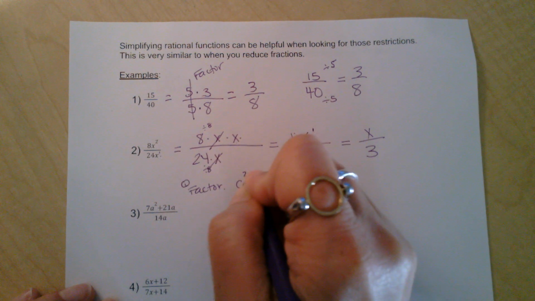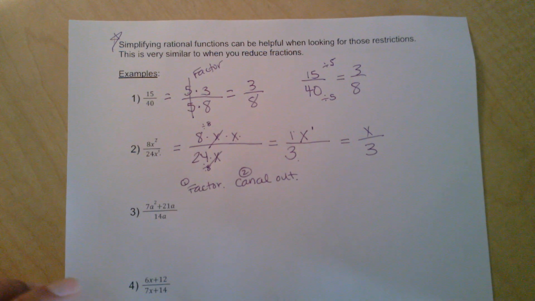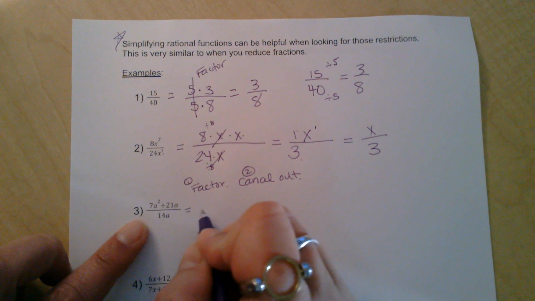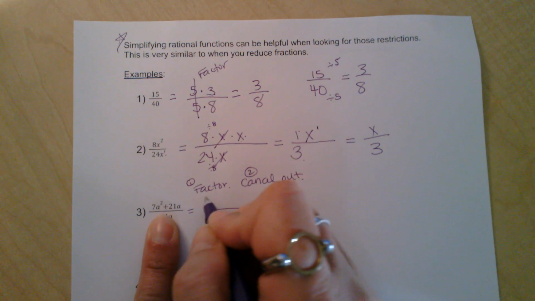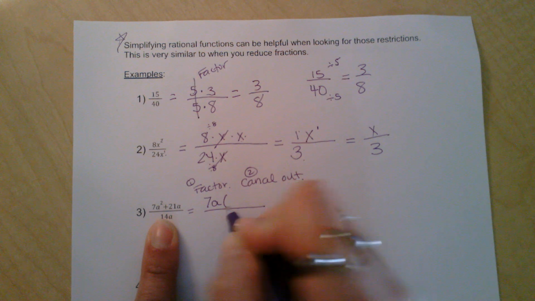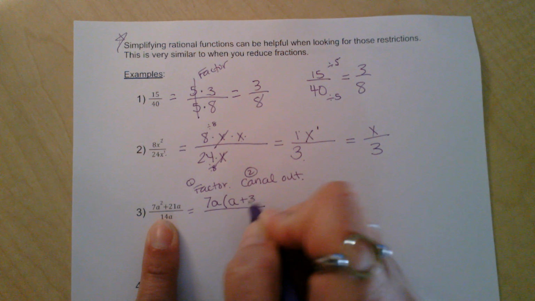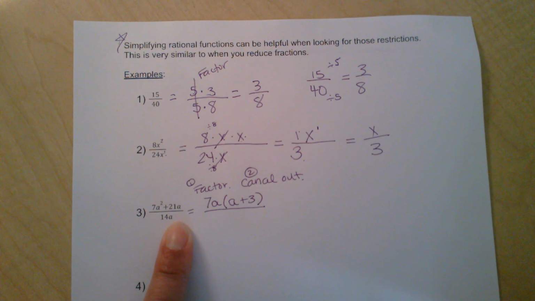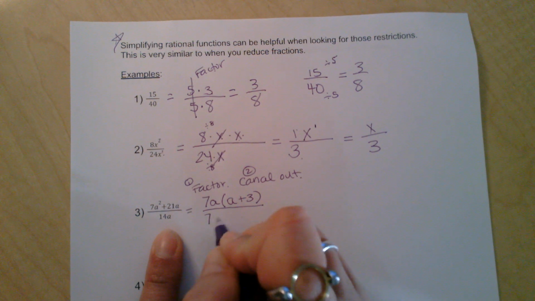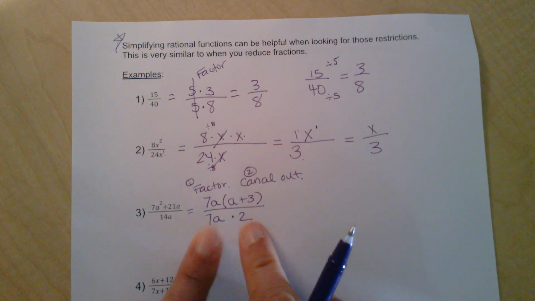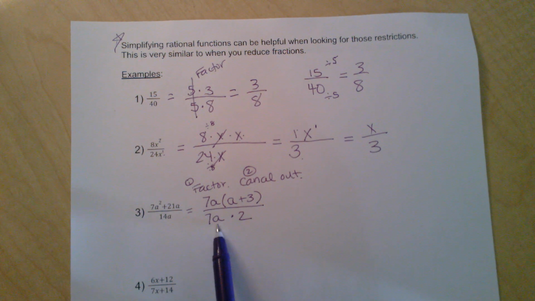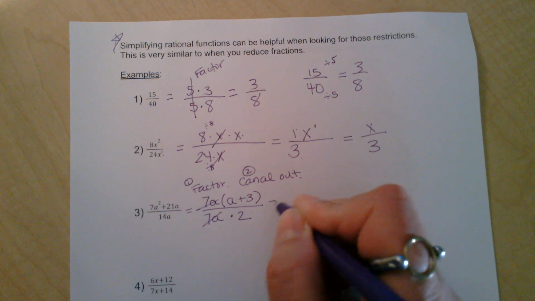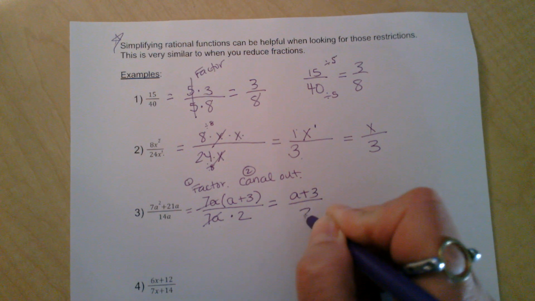Those are going to be our 2 basic things that we're going to do to be able to simplify. Okay, so number 3. First, let's factor the numerator. Is there a common factor? Hopefully you said yes, I can factor out a 7a. That's my greatest common factor, and I have a plus 3 left. Great. How about 14? Well, we could do 7a times 2. 7 times 2 is 14. And as you can see, I put the 7a's on top of each other because we can cancel them out. So I get a plus 3 over 2.